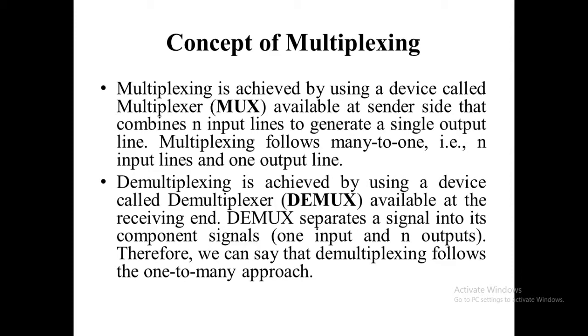Mux, which is available at the sender side, combines n input lines to generate a single output line. It is also known as the many-to-one approach, whereas demux, which is available at the receiver side, takes one input line and generates multiple output signals. It is also known as the one-to-many approach.